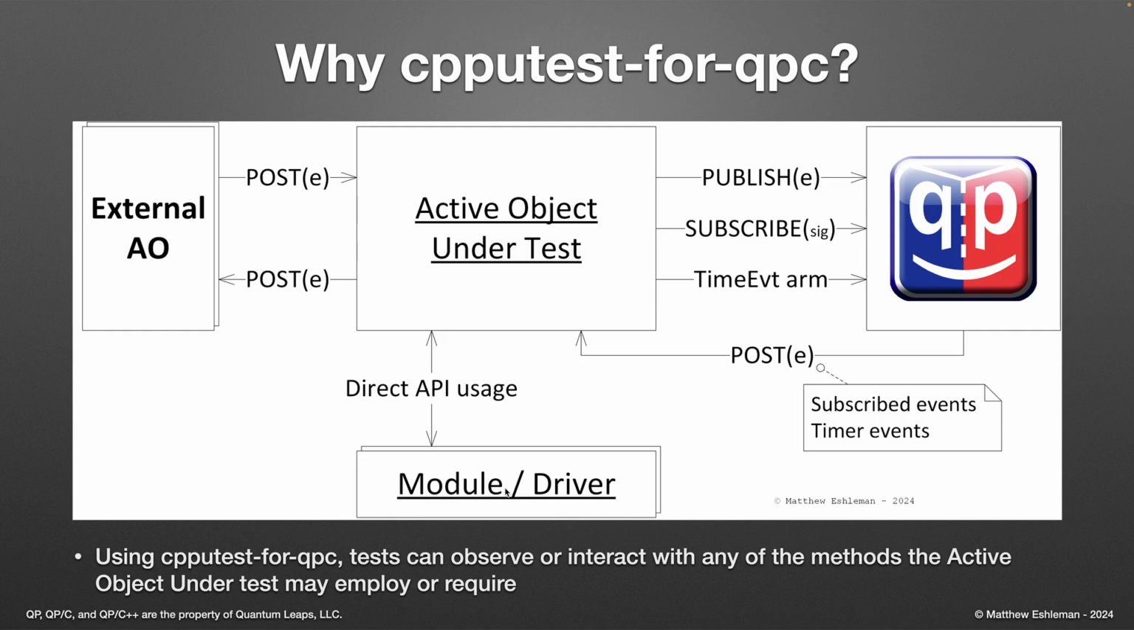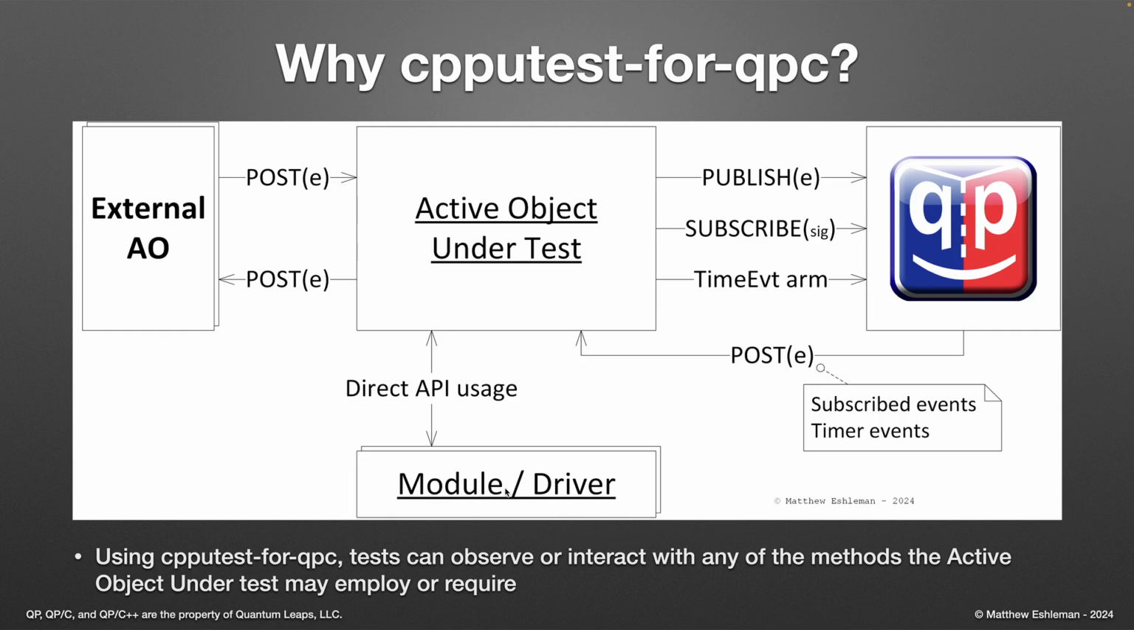When you look at an active object under test, we see a lot of different ways it can interact with its environment. If we look here on the upper left, the active object under test can receive an event posted directly to it from some external AO, or that could be from an interrupt. It could be from some other driver on the project, posting an event directly to an active object. So we need a way to do that.